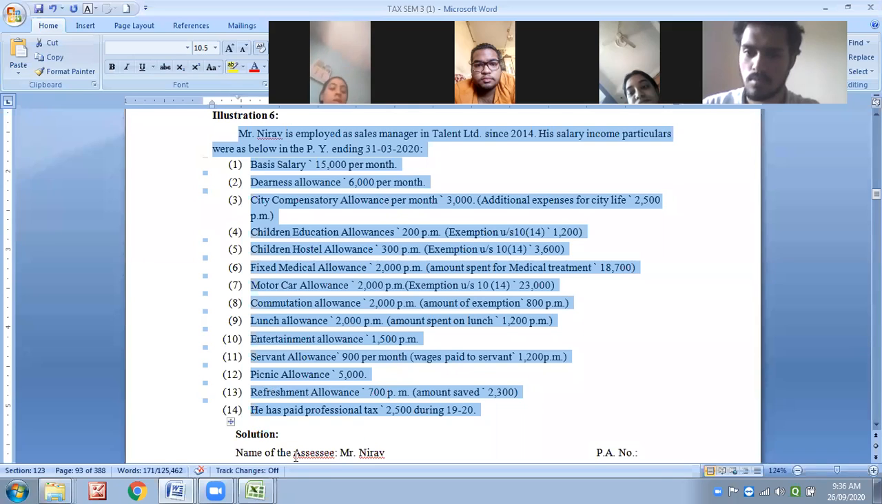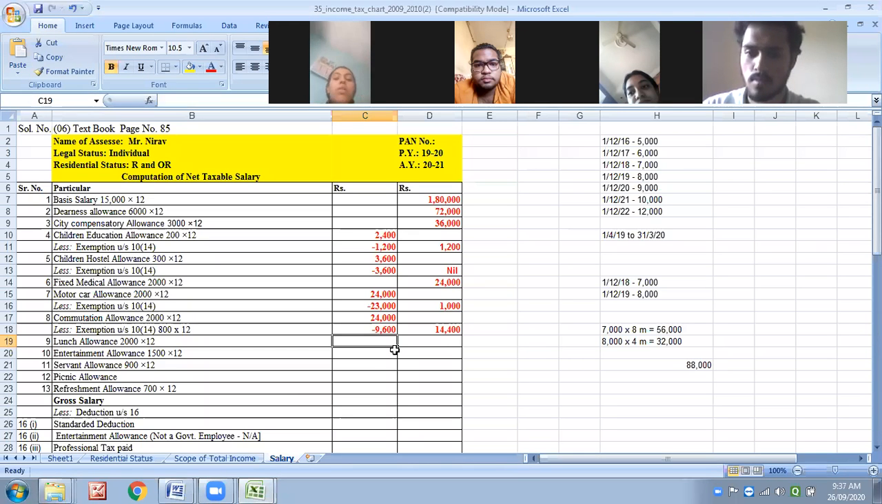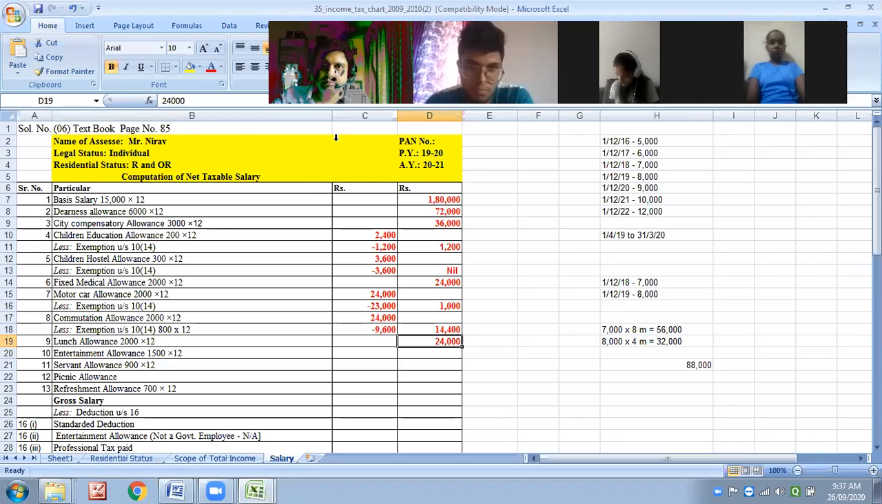Next, lunch allowance, 2,000 per month. So taxability, yes, directly in outer column. Entertainment allowance, 1,500 per month. So per annum, how much it will be? Yes. Very correct. 18,000. Servant allowance, 900 per month. Yes, 10,800. Absolutely right answer.